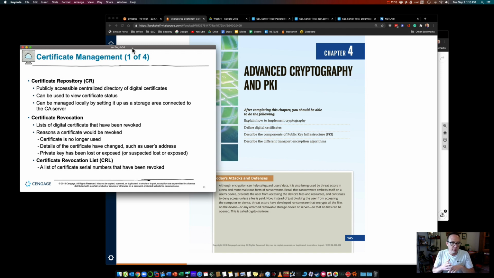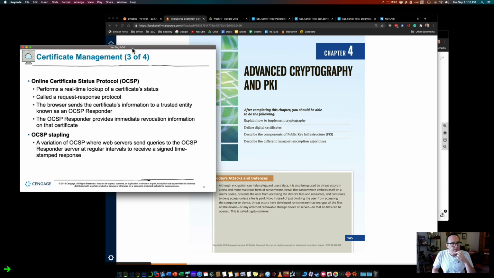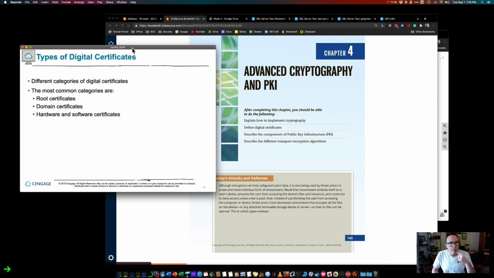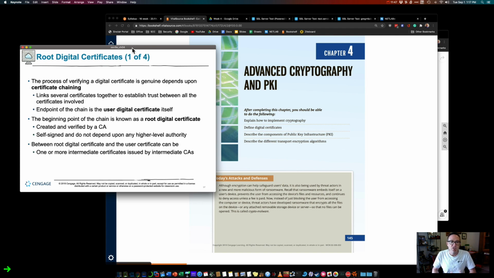There's the revocation process, revocation lists. There's a protocol we have, OCSP, to help with this. We have OCSP stapling. At regular intervals, we get updates on our certificate statuses. There's root certificates. We have certificates for hardware. Software has certificates. Domains have certificates, which that one we know of. And with certificate chaining, so there's a lot of stuff with certificates here.